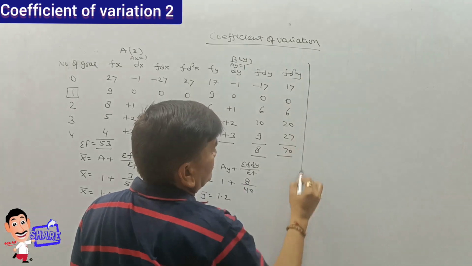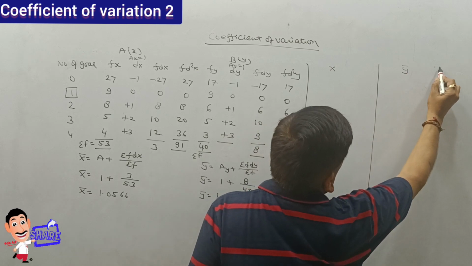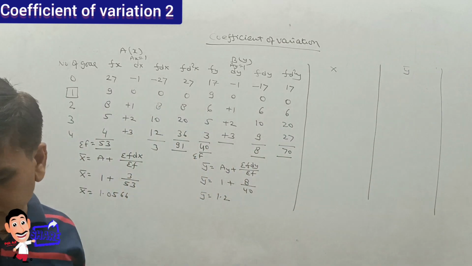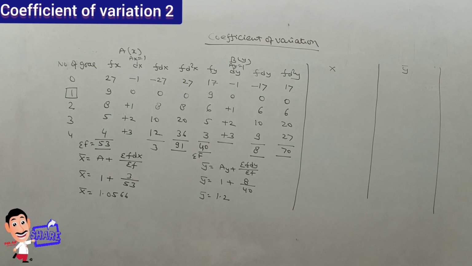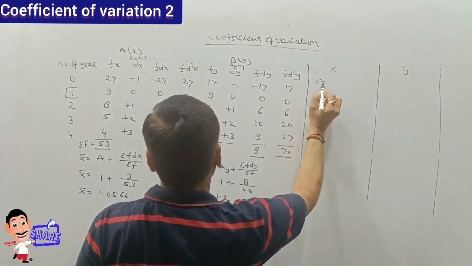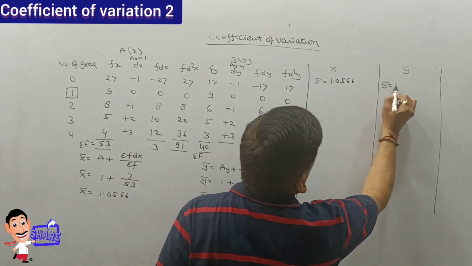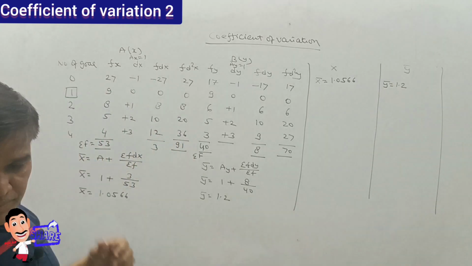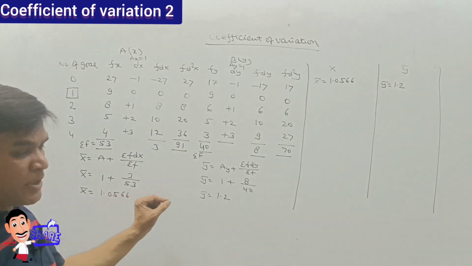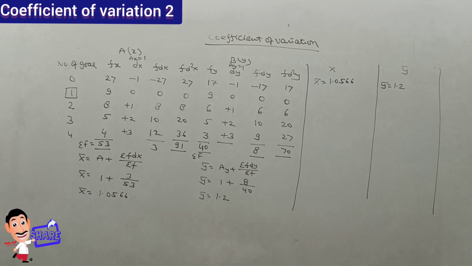Now we are taking the value of x and the value of y. X bar we have already calculated, 1.0566. Y bar is equal to 1.2. So we have calculated the value of x bar and the value of y bar. I think this is enough calculation.